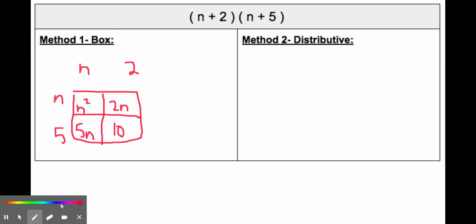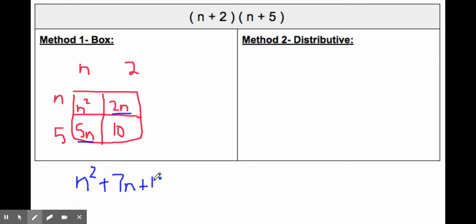And here's why. When we take a look here, these are like terms. These are like linear terms here. So now you're going to combine like terms, or simplify. Both of these are positive. So you're going to get n squared, 2n plus 5n. And since they're both positive, we're going to add them. We'll show an example where we have negatives later. So 2 plus 5 is 7n. And there's not another constant term, so it'll be plus 10. So that would be the box method.